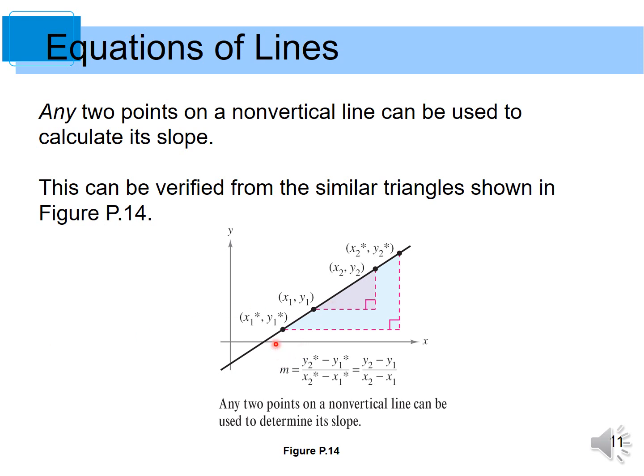Okay, so now the gradient. How to calculate the gradient? You can take y2 star minus y1 star over x2 star minus x1 star, or you can take y2 minus y1 divided by x2 minus x1, as long as these 4 points lie on the same line.